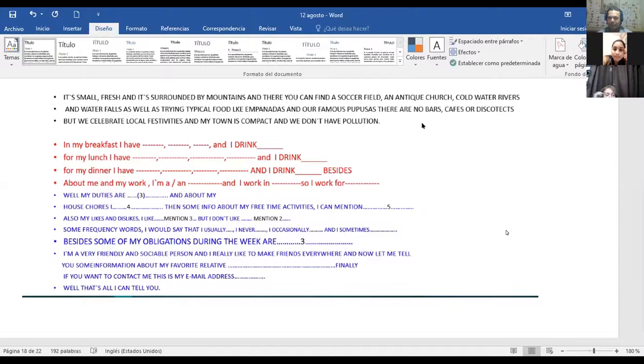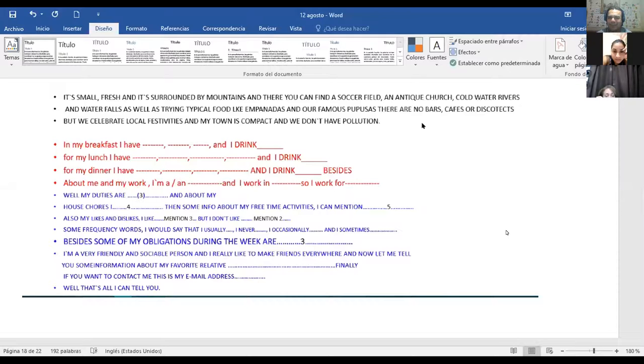Some frequency words. I usually go to my work. I never play soccer. I occasionally walk to my work. And I sometimes think. Besides some of my obligations during the week are cook, clean, check the emails. I am a very friendly and sociable person. I really like to make friends everywhere.